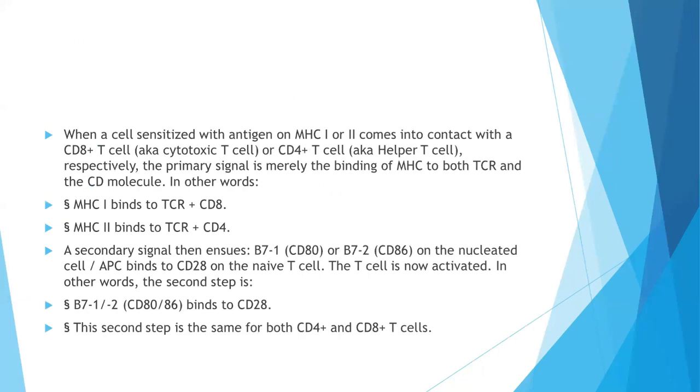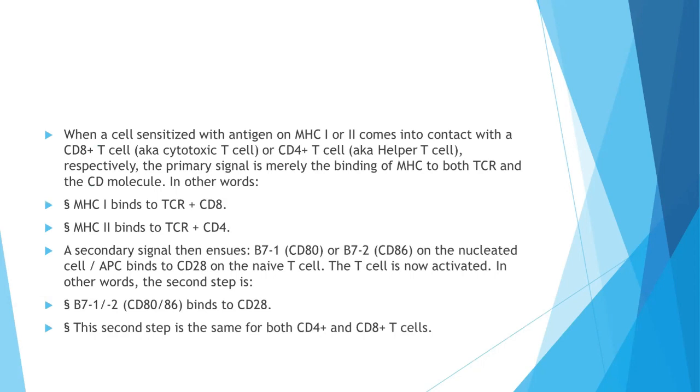So when a cell sensitized to the antigen on MHC1 or MHC2 comes into contact with a CD8 positive T cell or CD4 positive T cell respectively, the primary signal is merely the binding of MHC to both the T cell receptor and the CD molecule. In other words, MHC1 binds to the T cell receptor plus CD8 and MHC2 binds to the T cell receptor plus CD4. A secondary signal ensues, when B7-1, that is CD80, or B7-2, that is CD86, on the nucleated cell or the antigen-presenting cell binds to the CD28 on the naive T cell, the newest T cell. The T cell is now activated.